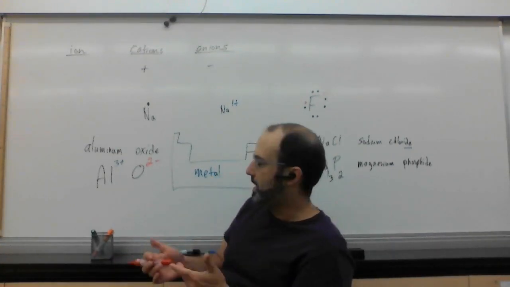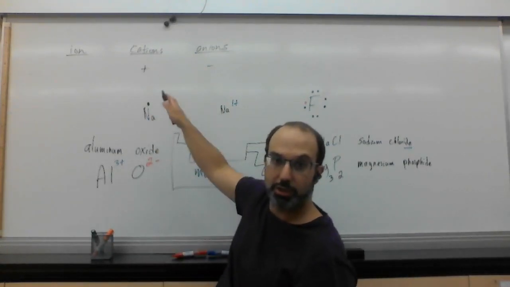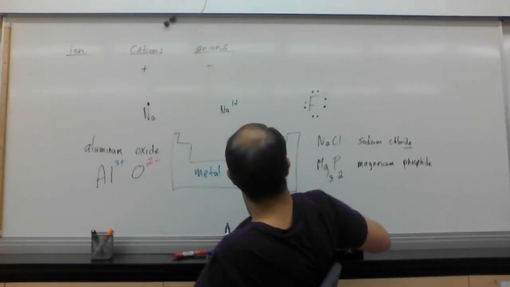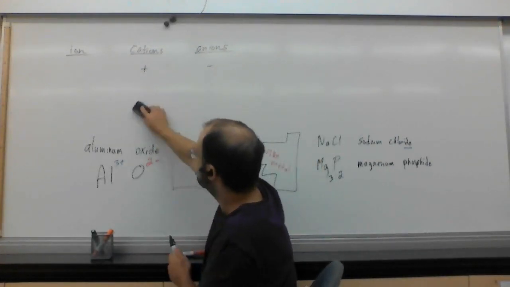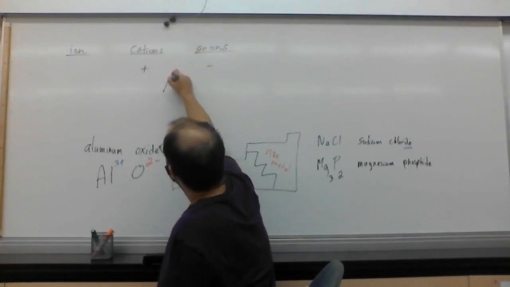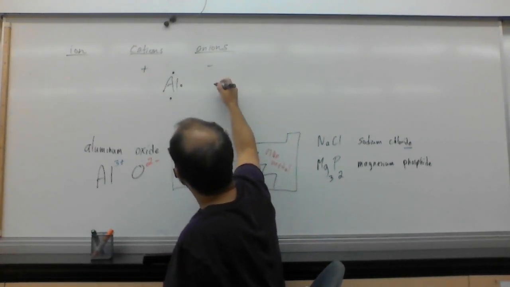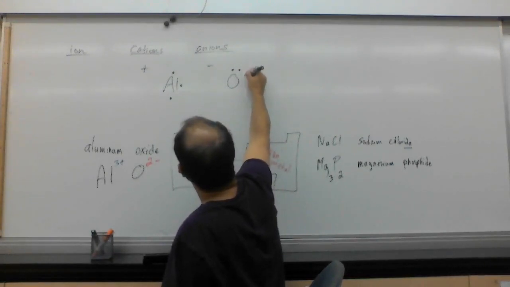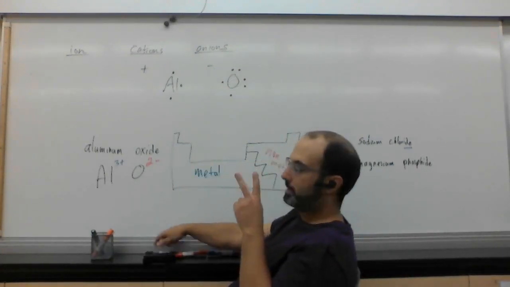Now, in grade 10, I usually showcase this. I will show this with diagrams, just like we saw up here. So if I do a quick diagram of this, I would get aluminum, which has 3 electrons on the outside, and I would have oxygen, which has 6 electrons, and it needs 2 more. That's why it's 2 minus.